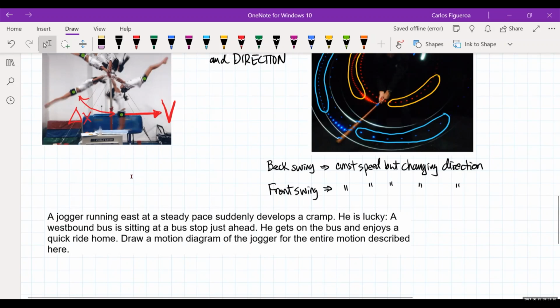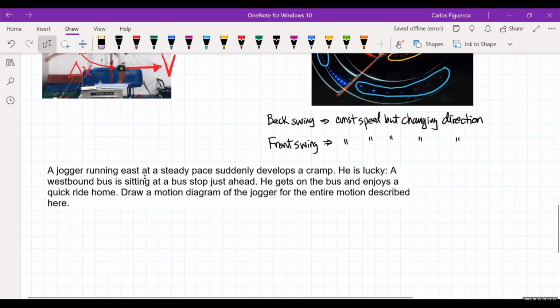So in physics, we get this description of a problem. What we want to do here is create a motion diagram. So when you're looking at the statement, we want to draw a motion diagram of what? The jogger. That's the key thing. And in all problems, you should always set up a coordinate axis.